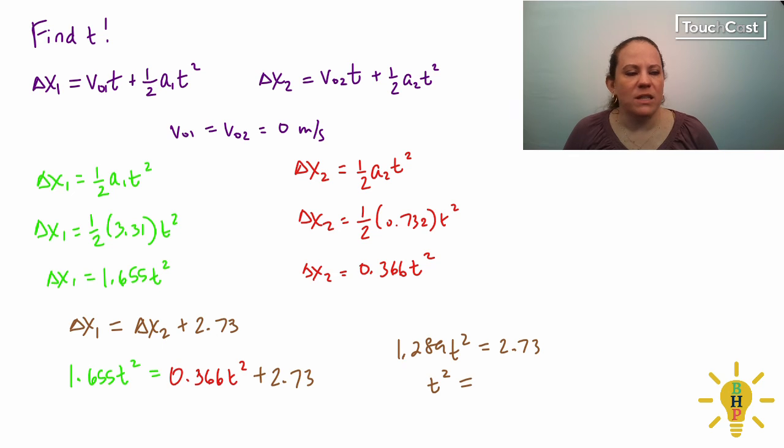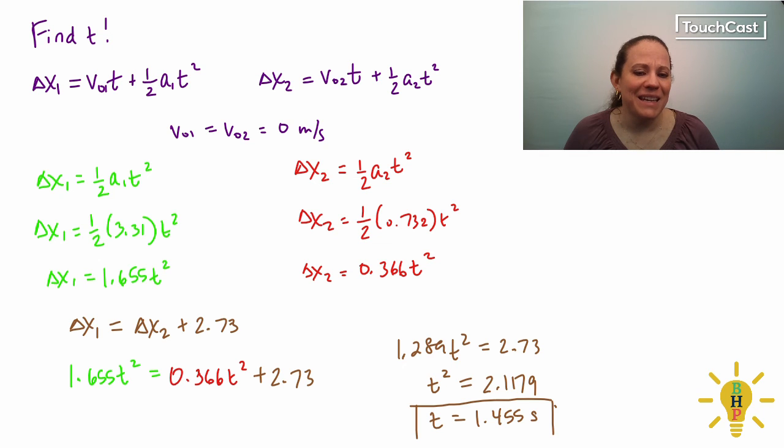I get a value for t squared is equal to 2.1179. I always like to keep extra decimals until I get to the end and then round at the very last. And I get a time of 1.455 seconds. So one thing I forgot to mention earlier is that we are actually going to neglect the dimensions of block 1 in this process. We're not going to worry about its actual physical thickness.